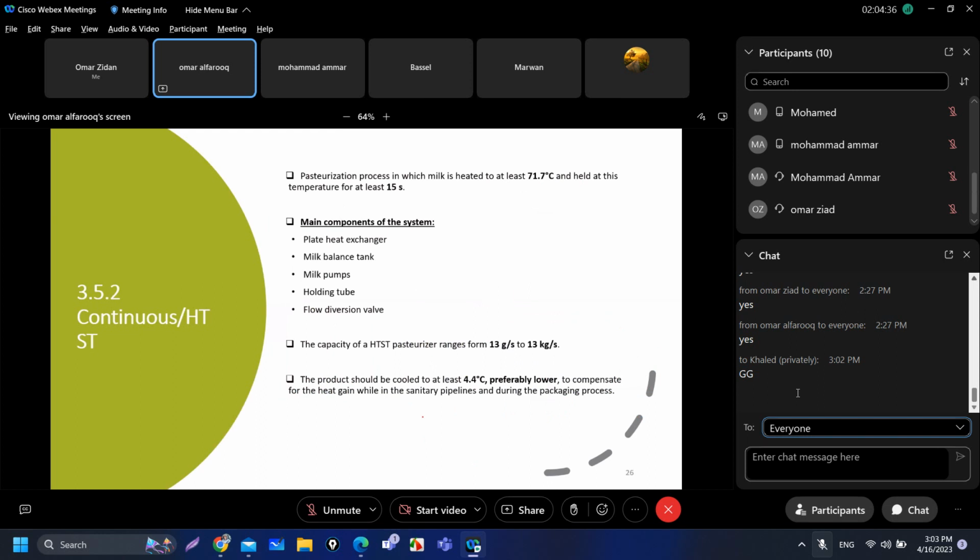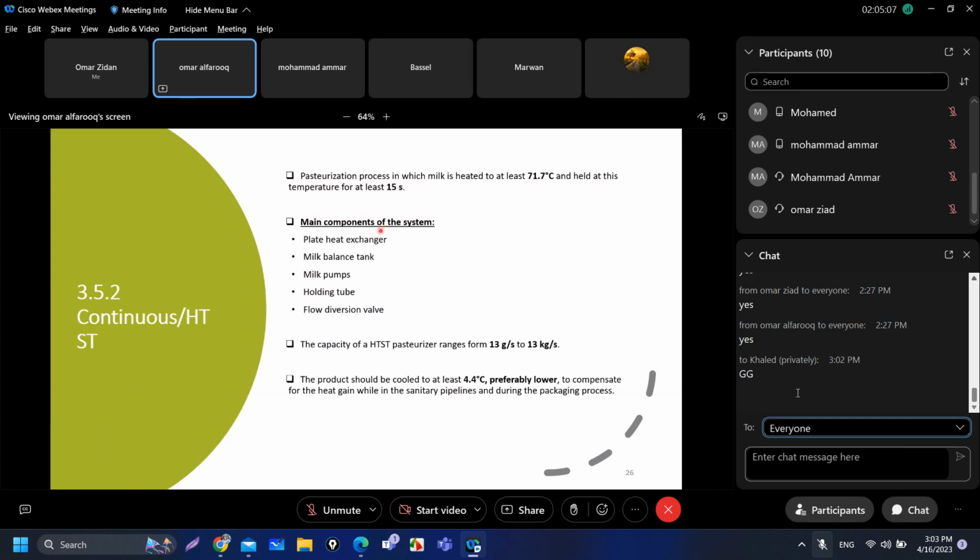Now moving on to the second one, which is the continuous or high temperature short time. In this pasteurization process, the milk is heated to at least 71.7 degrees Celsius, and then we hold it at that temperature for about 15 seconds only. In the batch pasteurization, we held it for half an hour. Here we only hold it for 15 seconds. It's a much faster process.